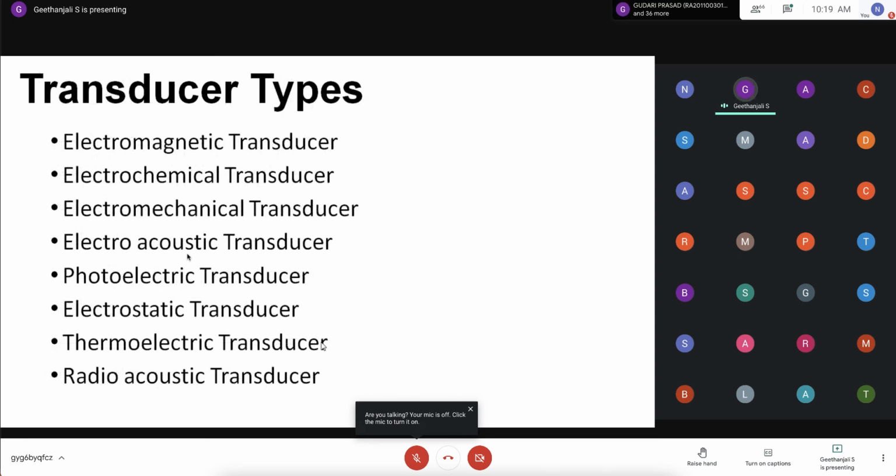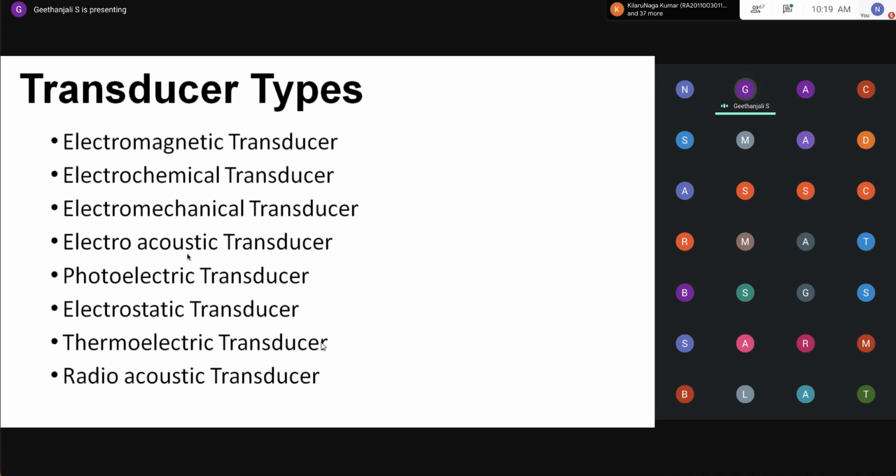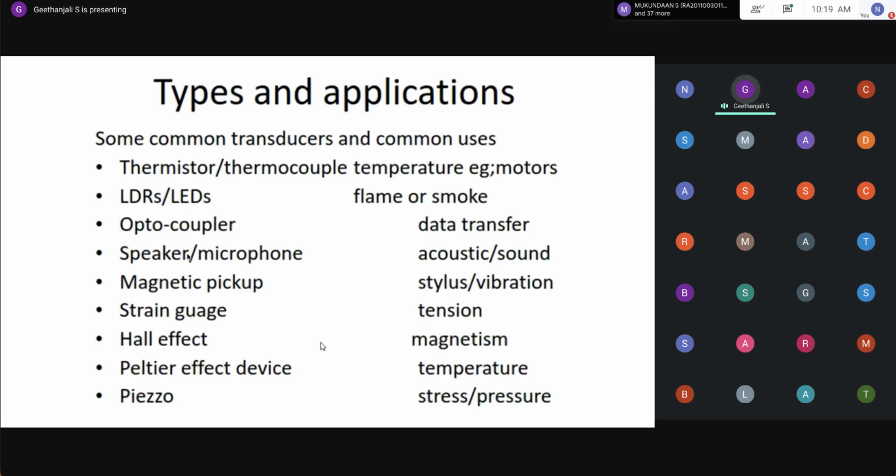Let us conclude the transducer types: electromagnetic transducer, electrochemical transducer, electromechanical transducer, electro-acoustic transducer, photoelectric transducer, electrostatic transducer, thermoelectric transducers, and radio-acoustic transducers. These are the types that come under the transducer types. Now let us see the types and applications, some common transducers and their common uses. We have seen many types of transducers.